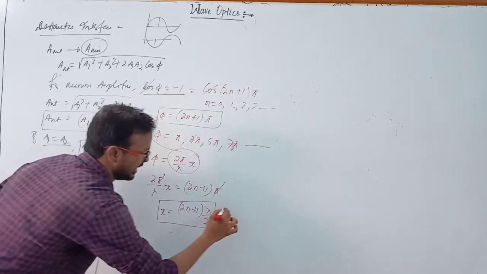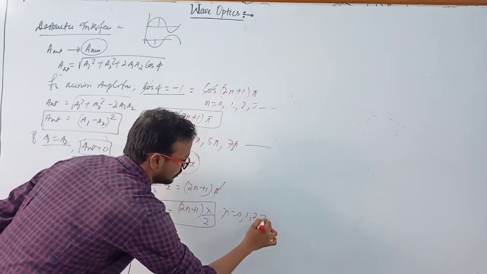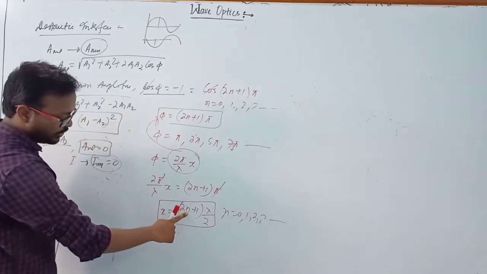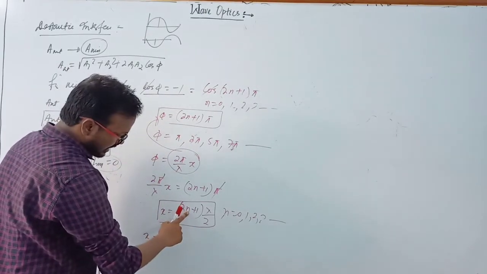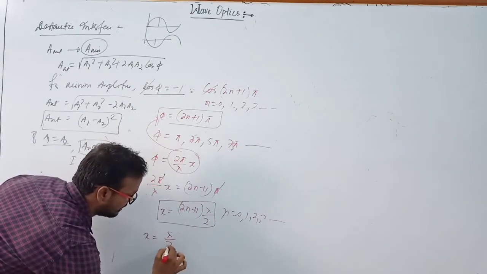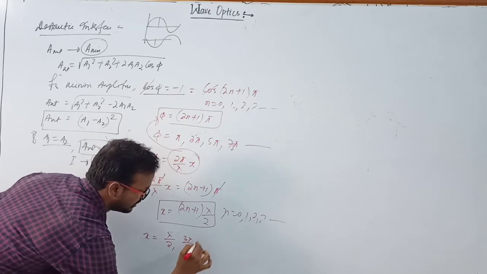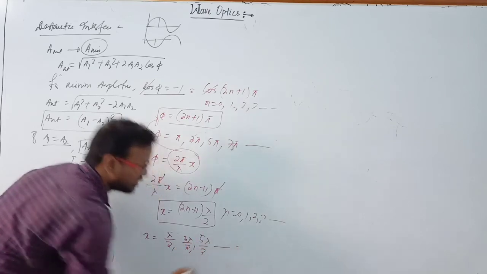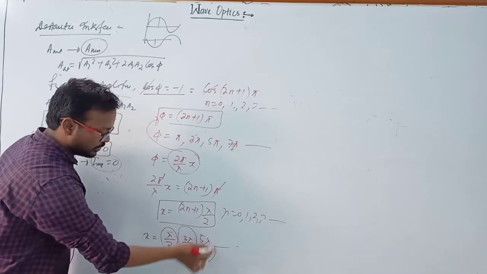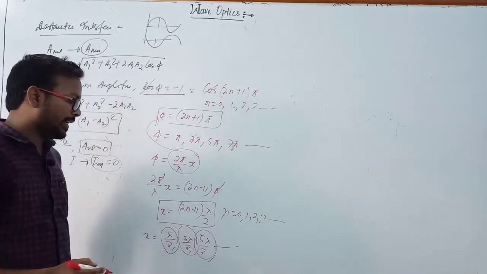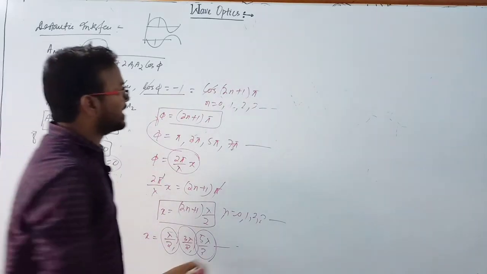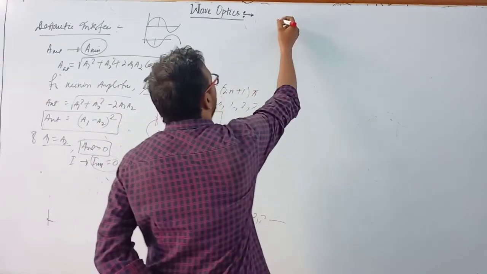If you use n equal to 0, 1, 2, 3 and so on, then x can be written: for 0, the remaining term is lambda by 2. So first we get lambda by 2, then 3 lambda by 2, then 5 lambda by 2 and so on. So if the path difference is lambda by 2, 3 lambda by 2, 5 lambda by 2, we get destructive interference. This is the condition for destructive interference. Clear?